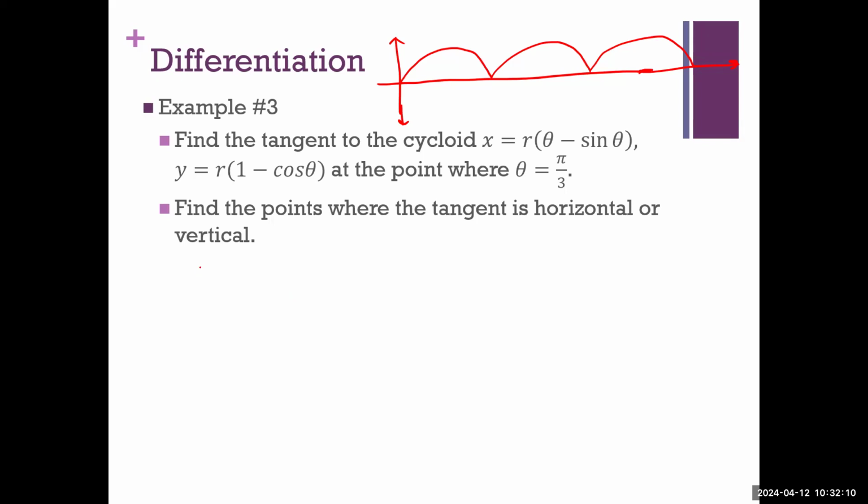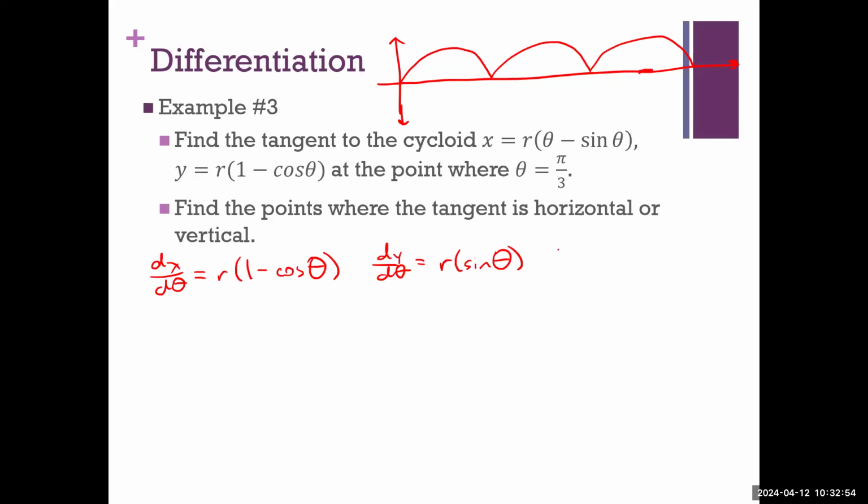How do we do that? What is dx d theta? R. Yeah, so I'll leave it factored for now. R is a constant, so I can just carry it with me. If dx d theta equals that, dy d theta equals what? R times sine theta? Yeah.